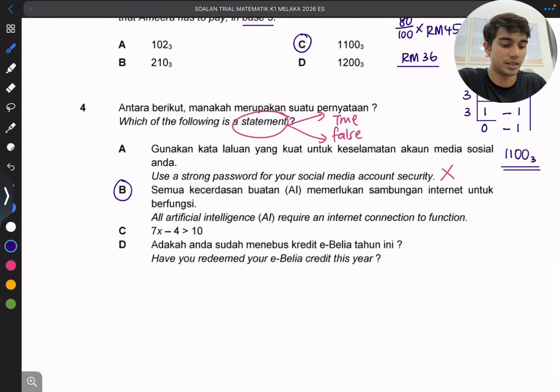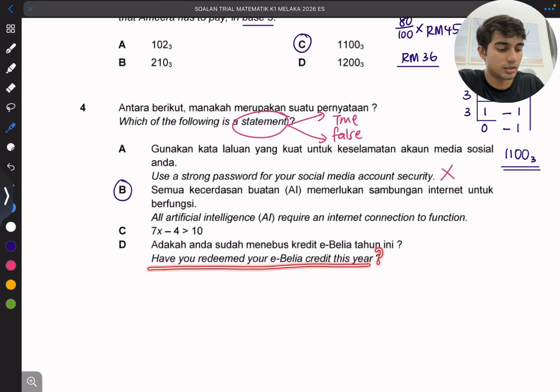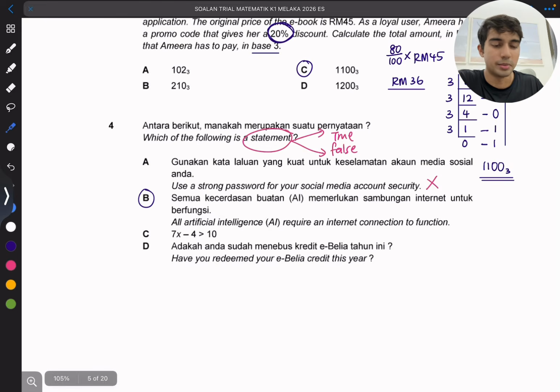It's a false statement. Okay, here 7x minus 4 is more than 10. This is not true, not false, because we don't know the value of x. If x was probably 1, then it will be a false statement. But if x is probably 10, 7 times 10 minus 4 is bigger than 10. So it's not true, not false, not a statement. Have you redeemed your earlier credit? This is a question. Not true, not false, not a statement. So the answer is B.